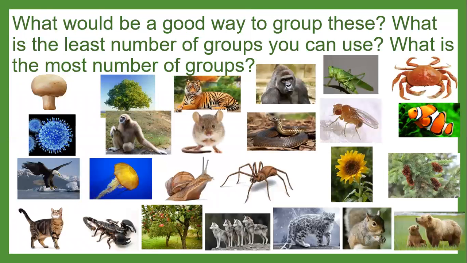So let's move on. Looking at all these animals, we've got a mushroom, we've got trees, we've got tigers, we've got mice, spiders, gorillas, flowers, loads of different types of living things. What would be the best way to group these? What is the least number of groups we can use? And what is the most number of groups you can use? Pause the video now, have a discussion, and try and sort them out into groups. Give yourself 5 minutes, see how well you get, then come back and we'll continue with the lesson.